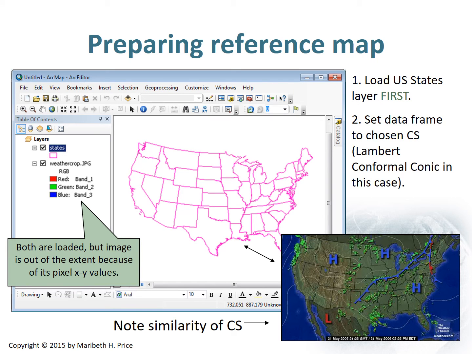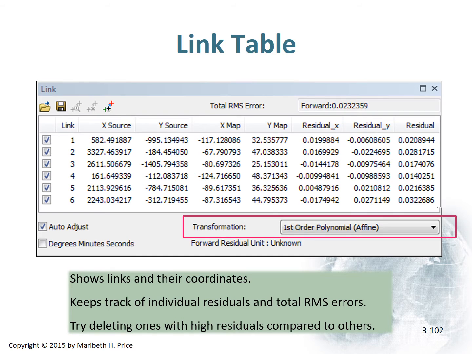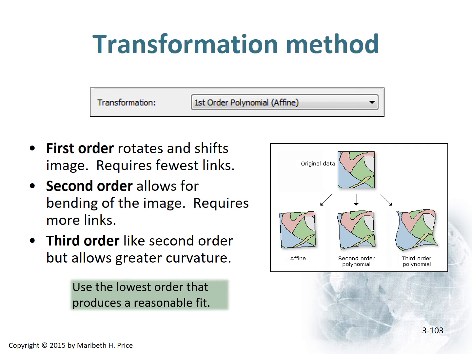And this is showing how you can prepare your reference map, but there are also other ways to do that as well. This talks about the process of adding links. I'm not going to ask you a lot of questions about this. The big thing is to remember the add link table and how you can add the links and then look at the root mean square error to get an idea of how good your fit is. You may have to select a particular transformation. Start out with the first order one like affine, and then you move to a second order like a polynomial or a third order polynomial, all depending on how much bending and stretching you have to do to make the transformation.